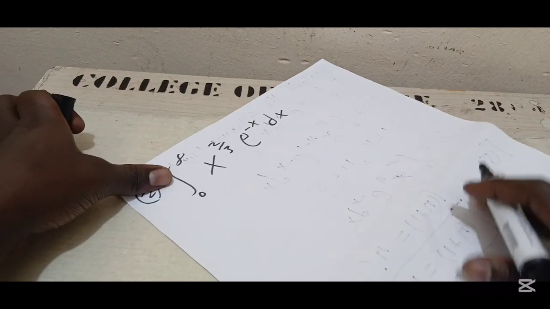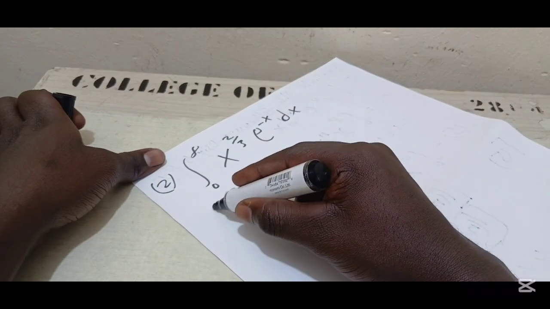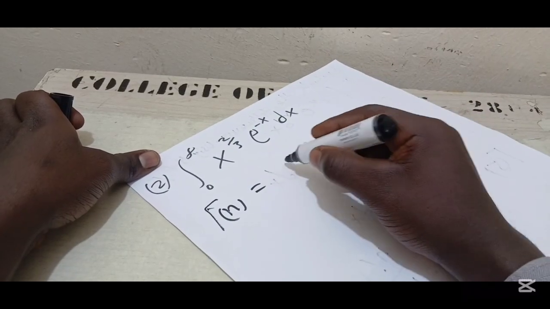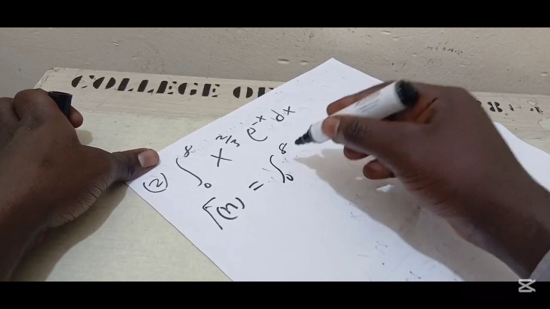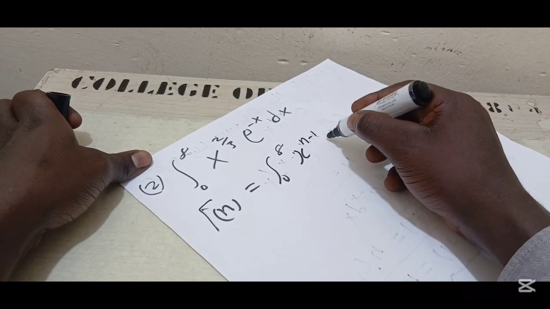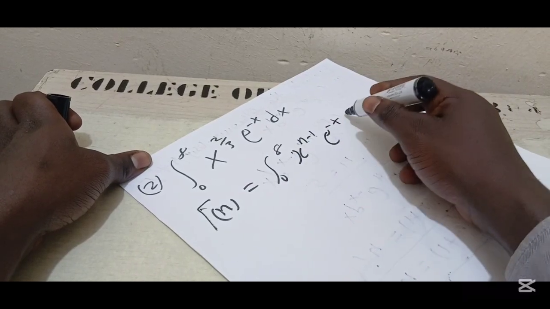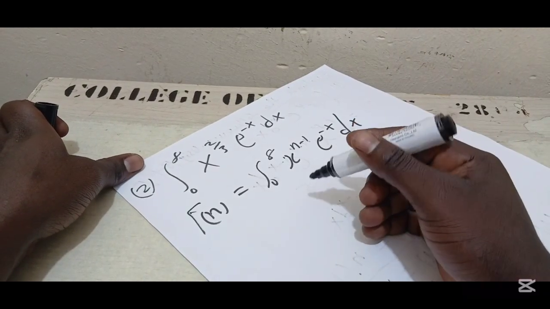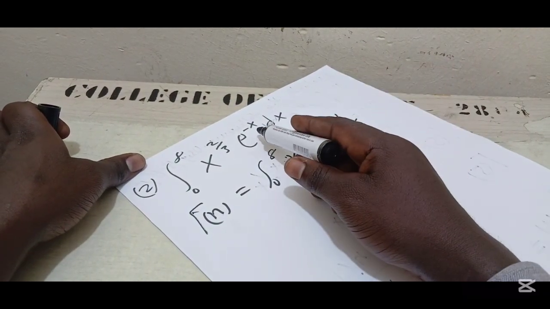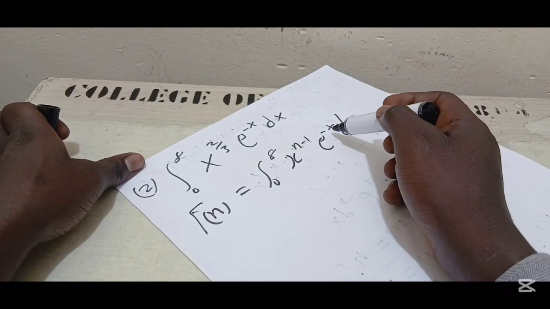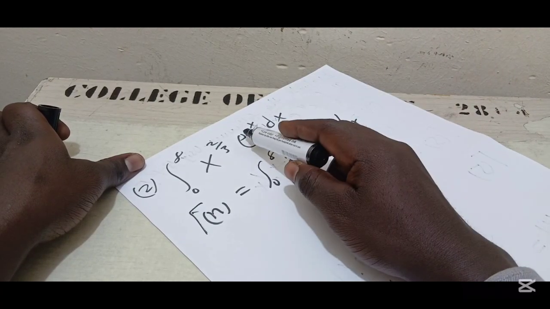Now, what we should be interested in is that the general gamma problem is of the form the integral from 0 to infinity of x to the power n minus 1 e to the power negative x. Can we go ahead, or do we have something to do? We can go ahead and solve this problem. There's nothing to do, because the exponent of e is just minus x.